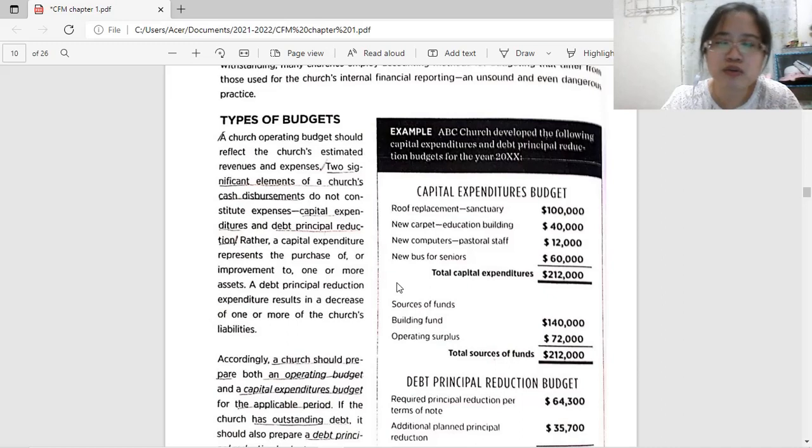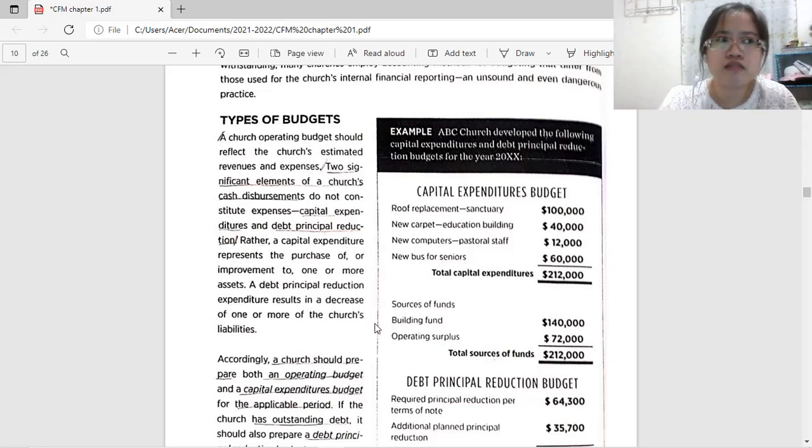So again, we have the family retreat, the BBS, church anniversary, Thanksgiving, Lord's Supper, and missions conference, youth fellowship, or things like that. Those are the normal or the usual activities of the church. So essentially, those comprise the operating budget.